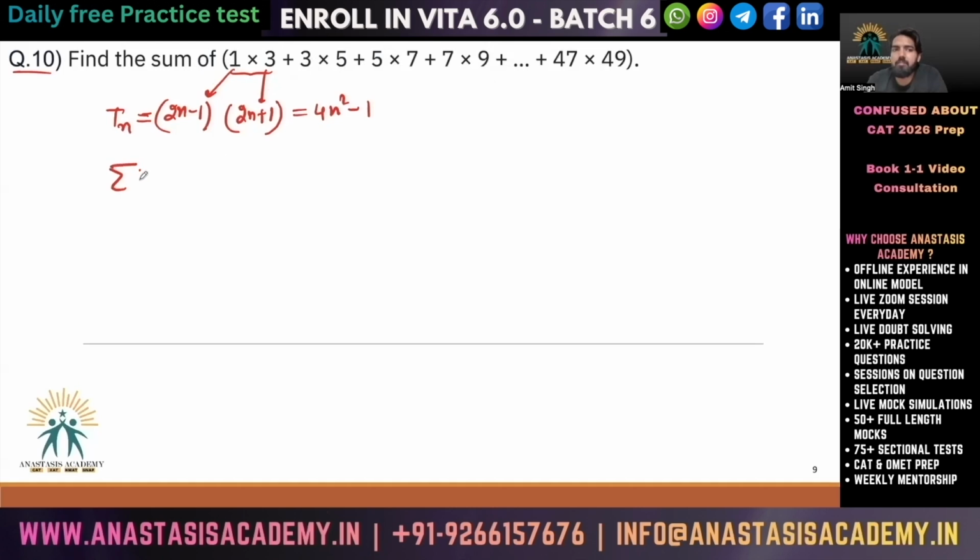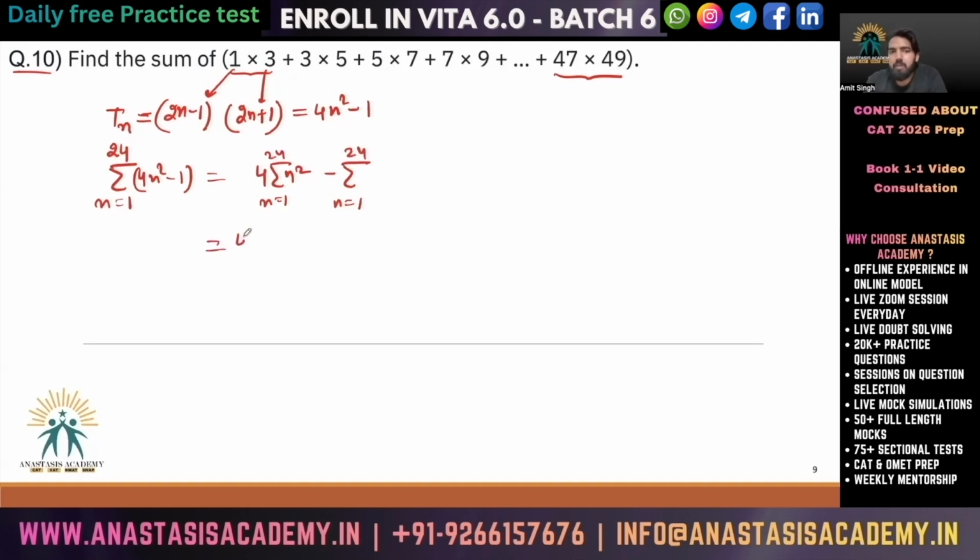I need to take the sum of this, 4n square minus 1, from n equal to 1 to how much? We get this term when we put n equal to 24. So I need to go till 24. So this would be 4 times summation n square from n equal to 1 to 24, minus summation 1 from n equal to 1 to 24, right?